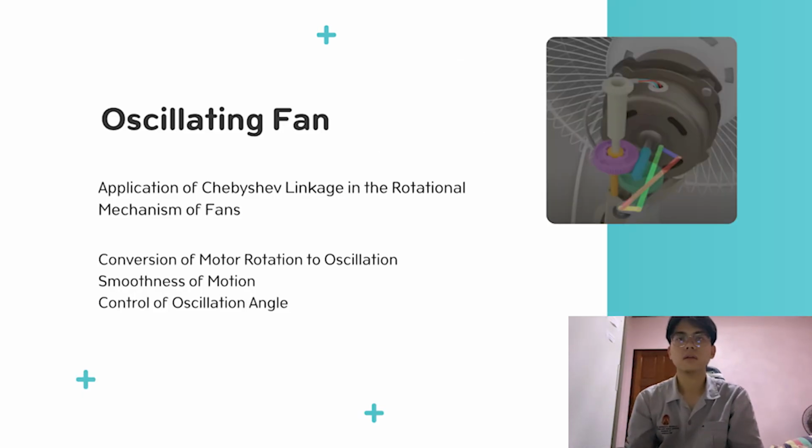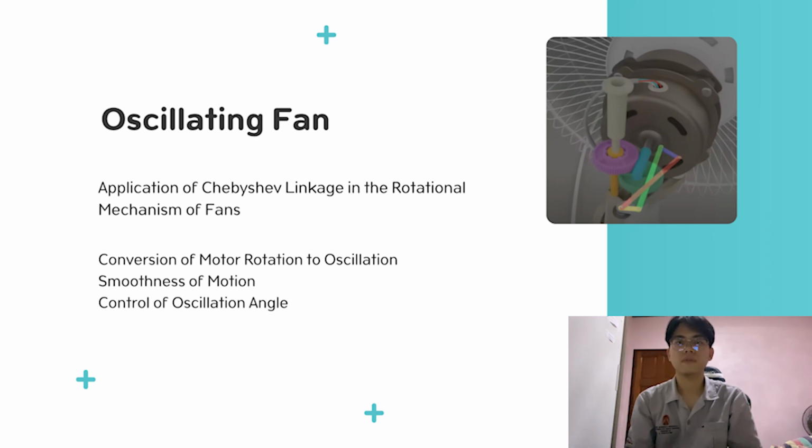In an oscillating fan, the Chebyshev linkage is utilized to convert the rotational motion of the motor into oscillating motion, which refers to the back and forth movement of the fan head. This allows the airflow to be distributed in various directions evenly. The working principle of the Chebyshev linkage in an oscillating fan can be described as follows. Conversion of motor rotation to oscillation.